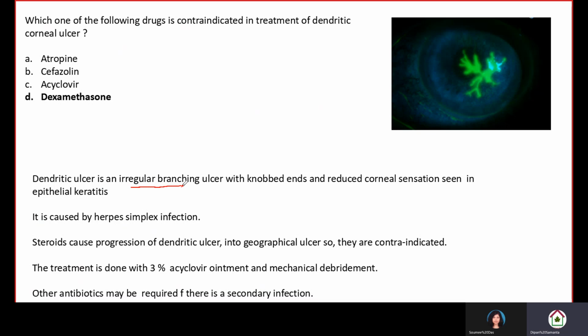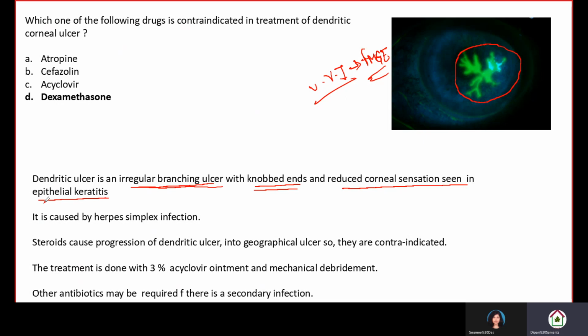Dendritic ulcer is an irregular branching ulcer. As you can see, this is a typical dendritic ulcer and is very, very important for FMG. Already questions have been asked. This image has come like this, and has also come within these 2 to 3 years, and it's quite asked. Dendritic ulcer is an irregular branching ulcer with knobbed ends and reduced corneal sensation seen in epithelial keratitis caused by herpes simplex infection.